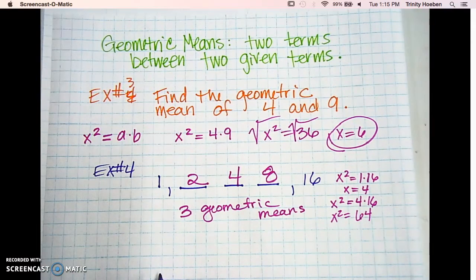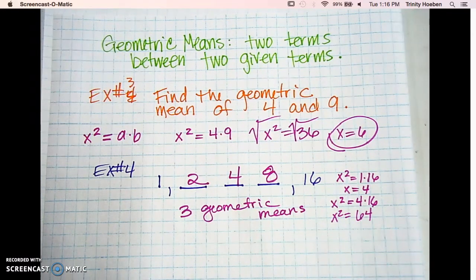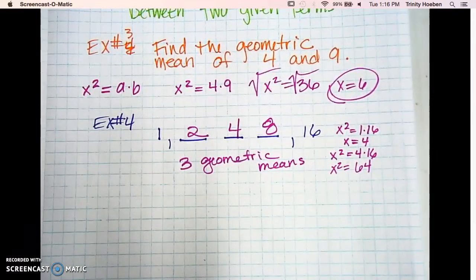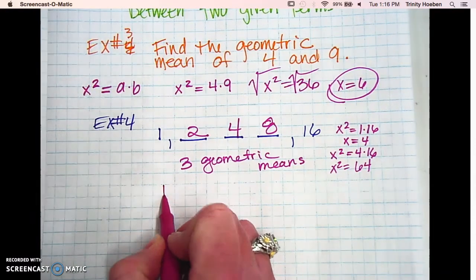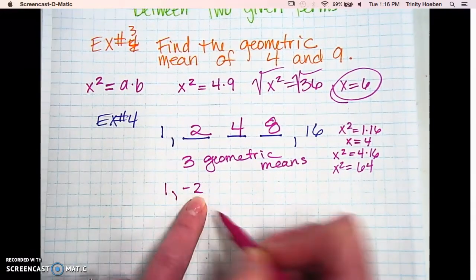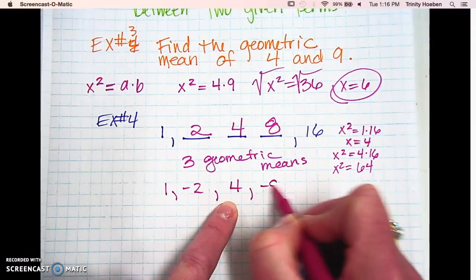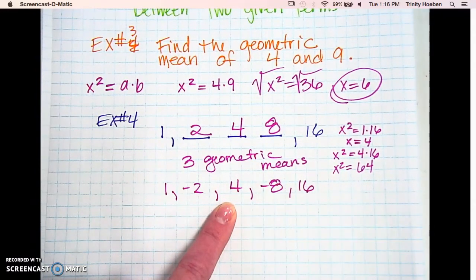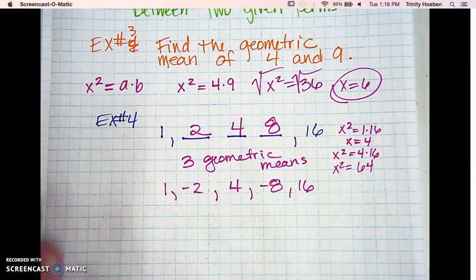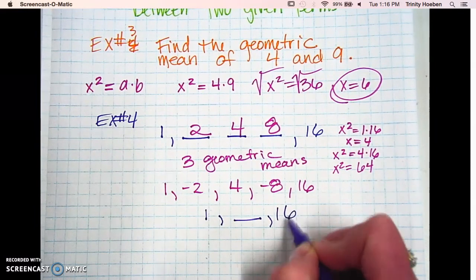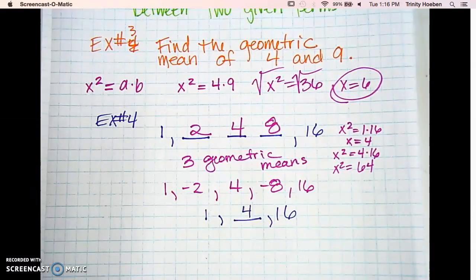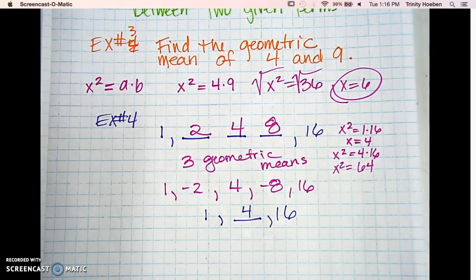The other thing that could happen is those numbers could alternate between positive and negative, and you wouldn't necessarily know that. So it's just kind of like, okay, it could be an option. You could have 1, then negative 2, then positive 4, then negative 8, then positive 16. Or it could just ask you for the 1 geometric mean, which is just 4, right?